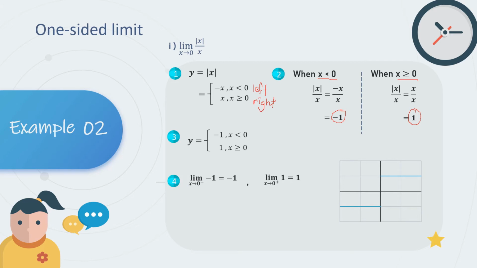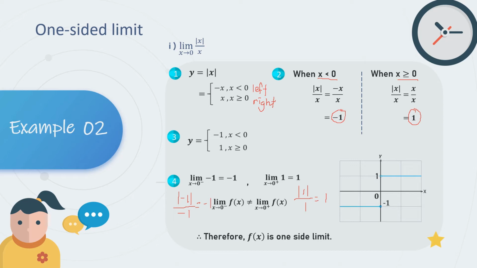Substitute the value of x. The left-hand limit of f(x) is not equal to the right-hand limit. Therefore, f(x) has a one-side limit. Always remember that the absolute value of a number is always positive.